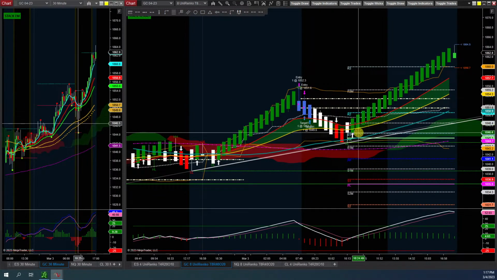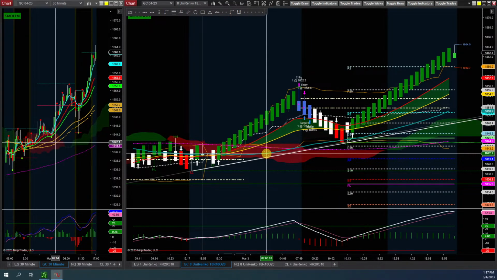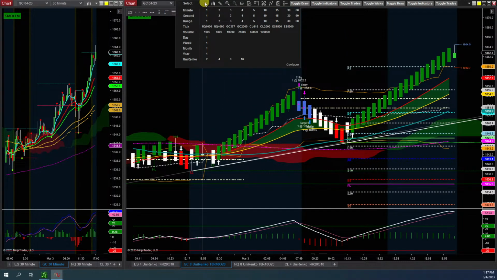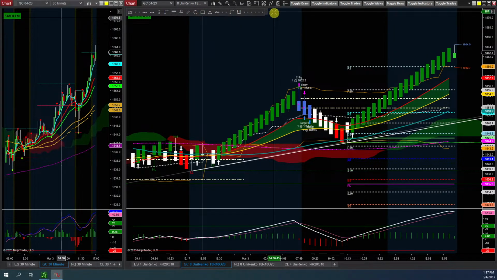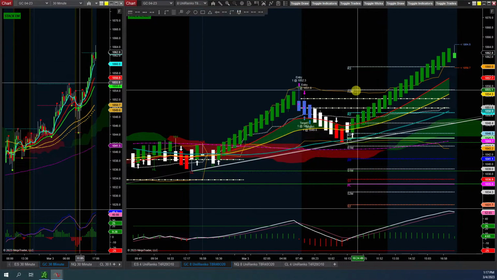So let's get started. Here I have the anchor chart for gold. Gold has a size, in this case, of 8, which means that the tick trend is 8, 20, and 40. So that one is the anchored chart. Anchored means that I'm using this one for directional purposes only.